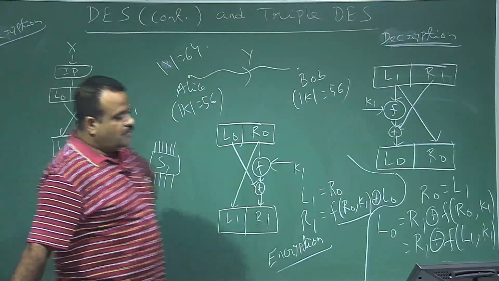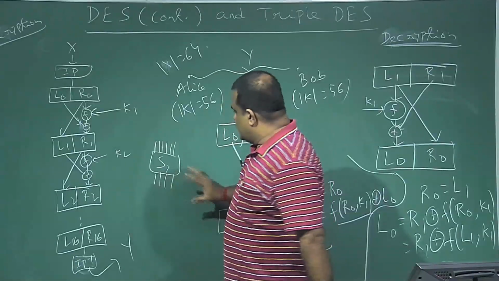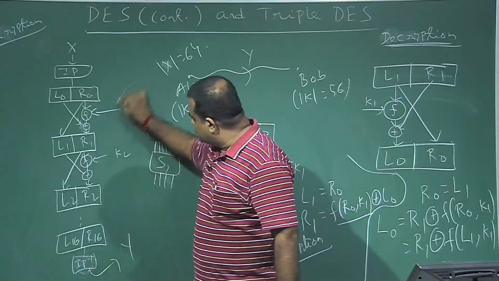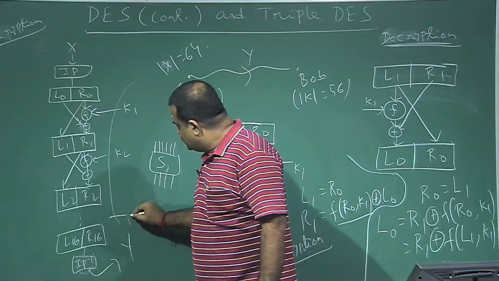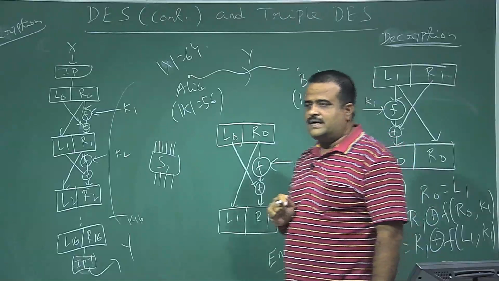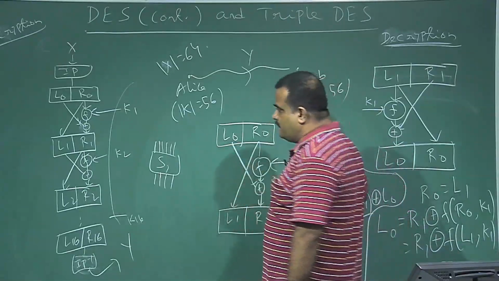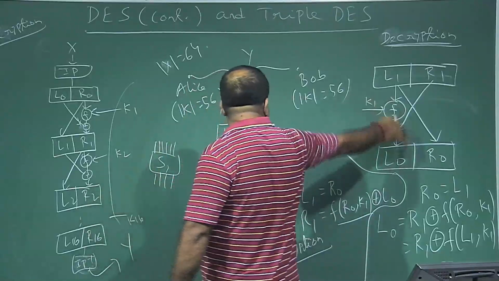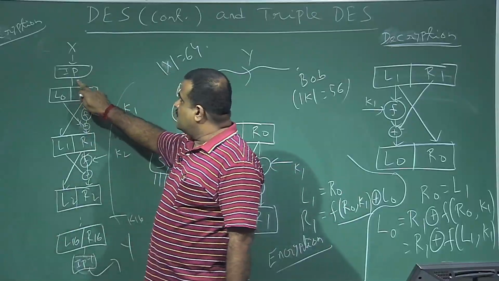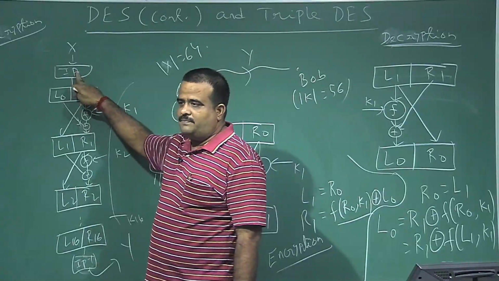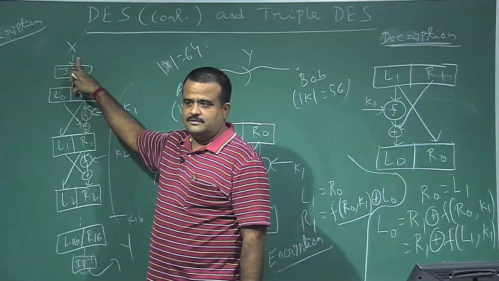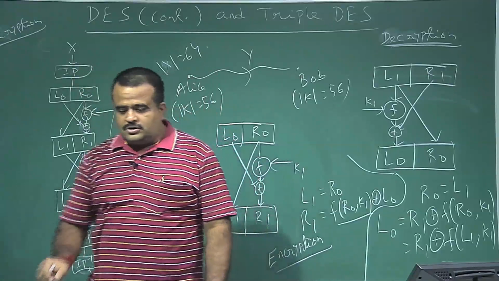So basically for DES we will apply this inversion process, and for that we need to have the same keys, K1, K2, up to K16. So Bob has to run the key scheduling algorithm and get the round keys, and Bob will do the same process to invert this Feistel cipher, and finally Bob will reach here. After reaching here, Bob will apply the IP inverse to get the plain text X.